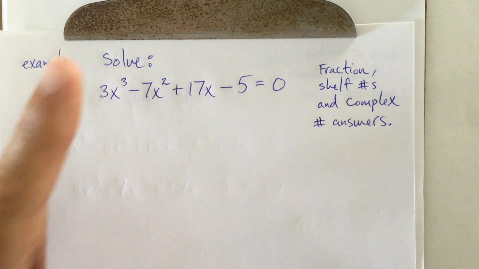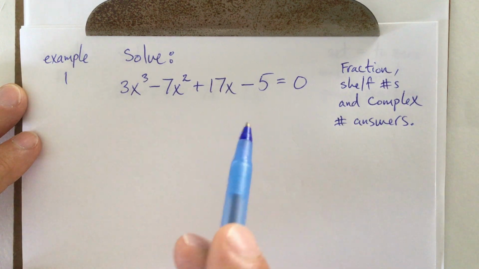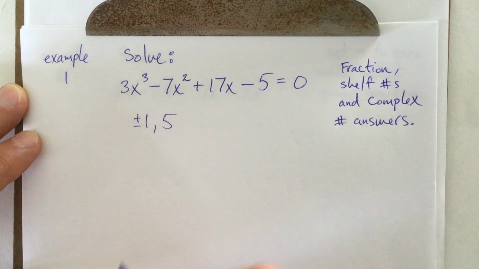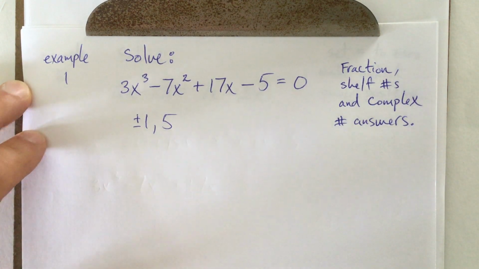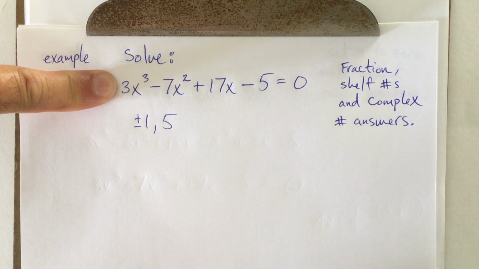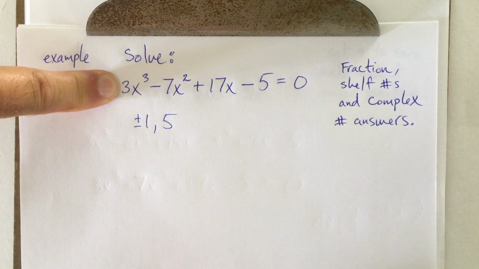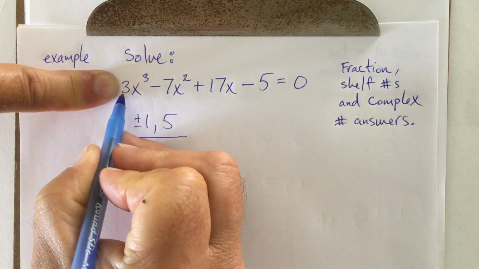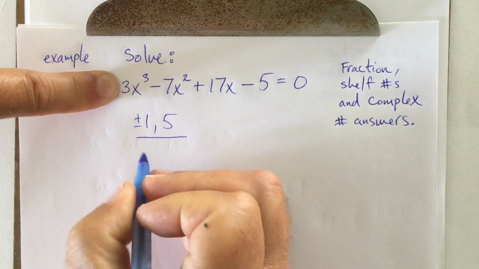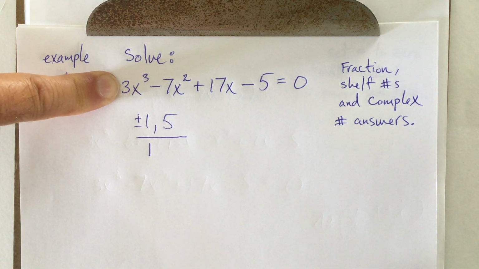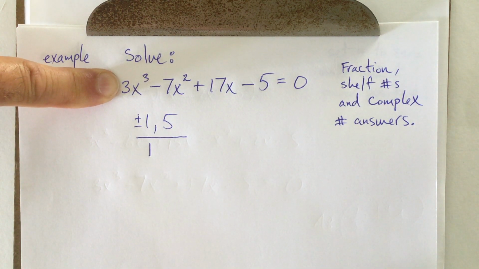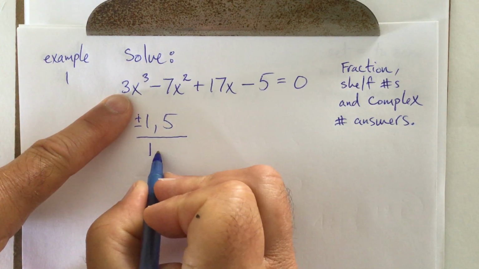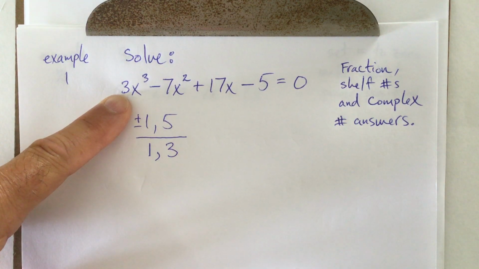So let's begin with, what are my possible shelf numbers? So you say plus or minus 1 or 5. But here's the thing. This number here also contributes to this concept. See, every time we've done a problem so far, this number's been a 1, which means there's a 1 in the bottom. But since there's a 3 here, you have to ask yourself, what goes into 3? 1 and 3 go into 3.